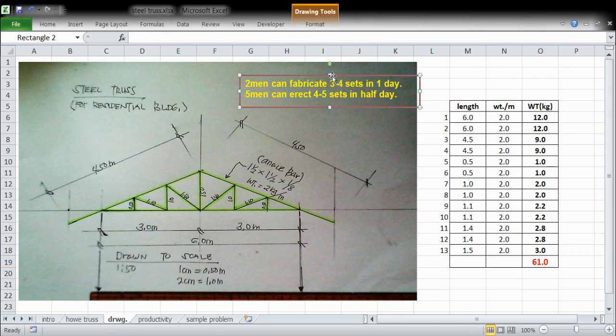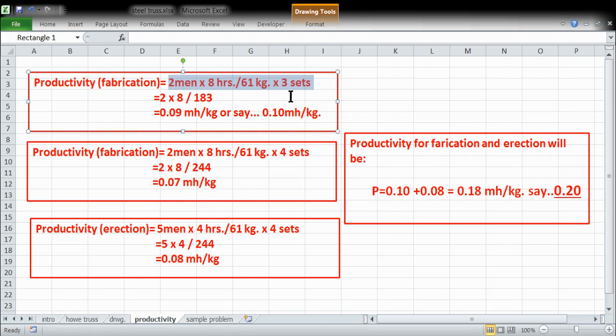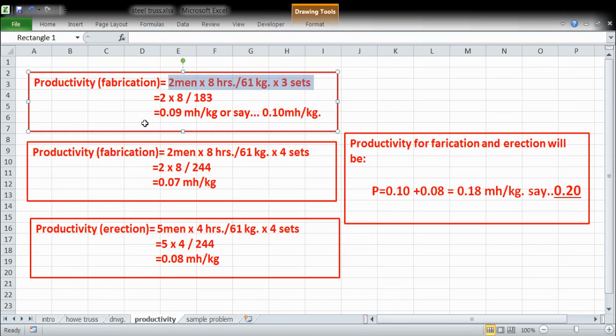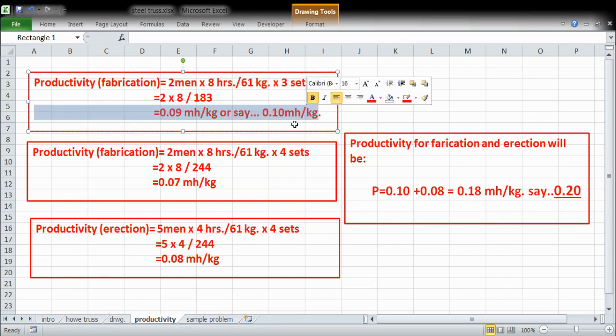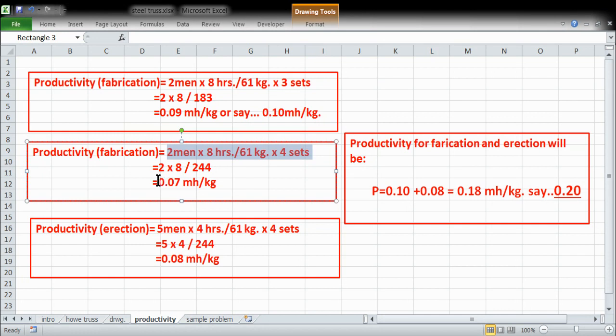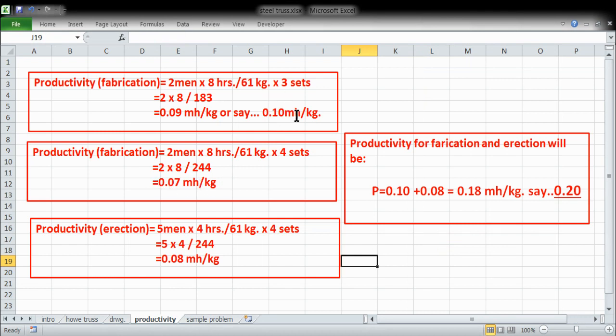Okay, so having this condition, let us compute the productivity. So based on the condition, for fabrication, 2 men can fabricate 3 sets in one day. So 61 times 3. Okay, so that would give us this answer. Okay, so check on the calculators. 0.9 will be around 0.1. So on this example, we always use 0.1. So the other condition is 2 men can fabricate 4 sets. So this is now the productivity. Meaning, the productivity for fabrication for this particular type of truss and configuration and description would give us 0.07 up to 0.1. And basically, based on my experience, you can use this for residential and small projects.